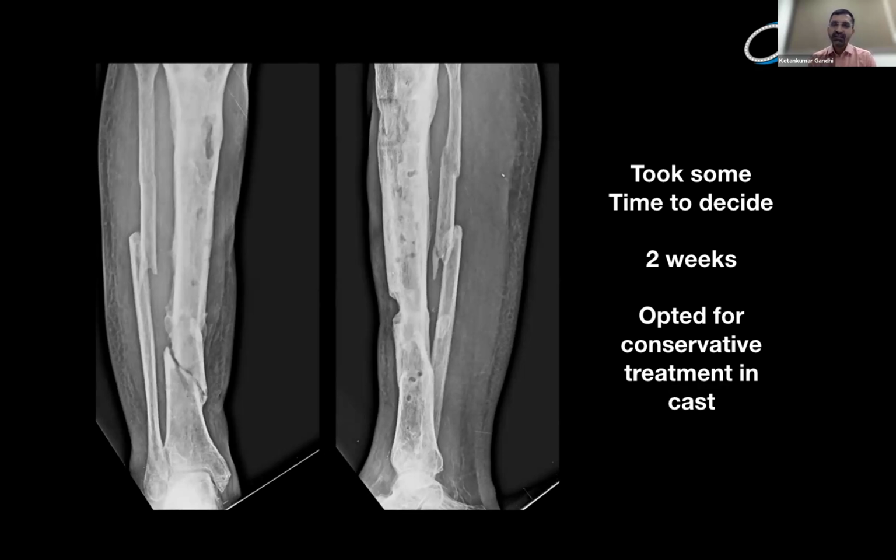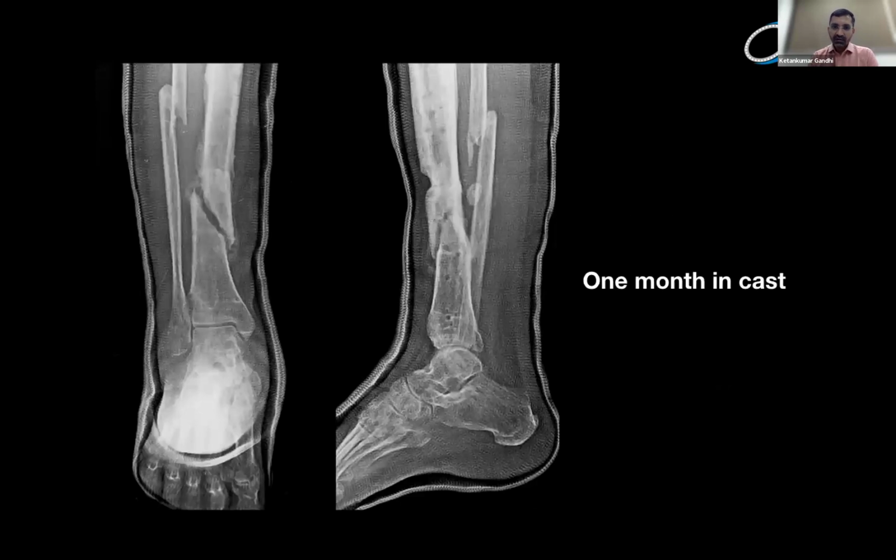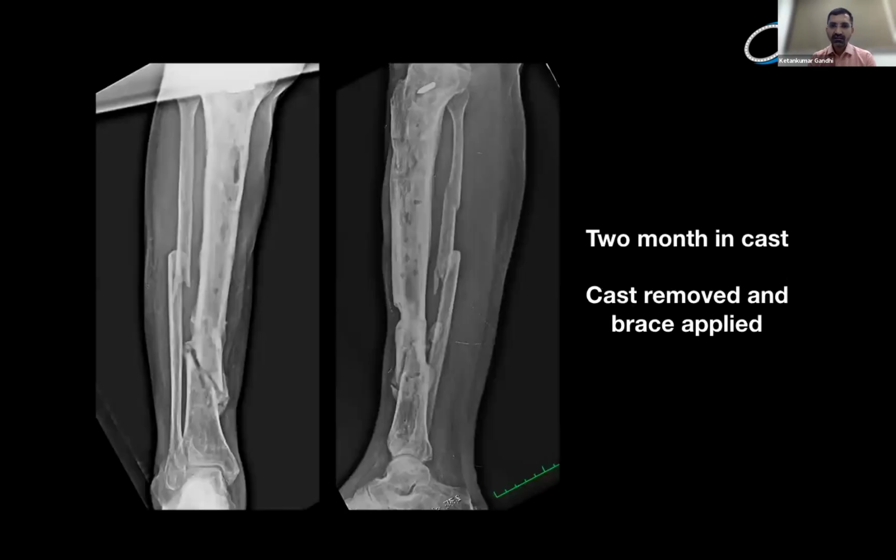I was very skeptical doing that, because I did not know whether it would heal in plaster. I had given him a choice of surgery, but he refused. So we did a cast for him, and at 1 month, to my surprise, he showed good callus on the medial cortex as well as the lateral cortex and anterior cortex. So then, even I was at peace of mind. I continued the cast. 2 months in cast, then the cast was removed and the brace was applied again.